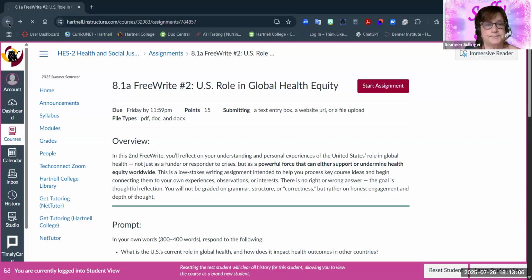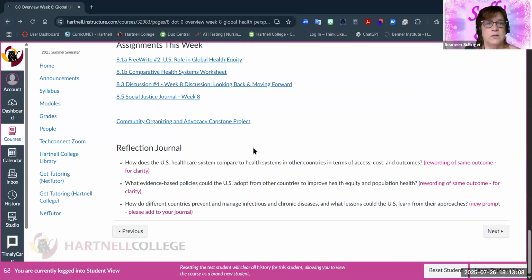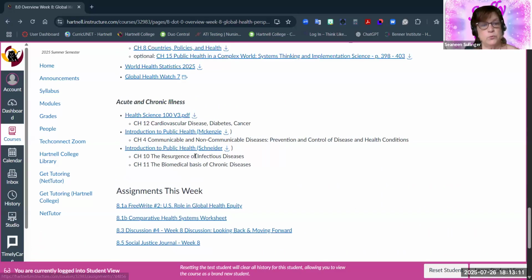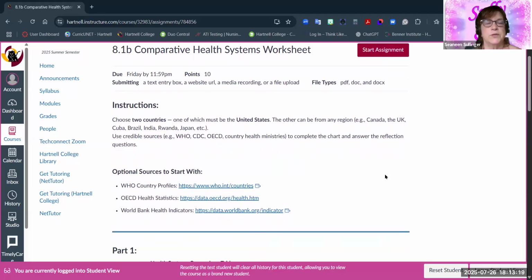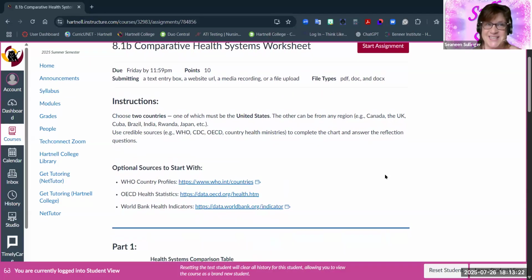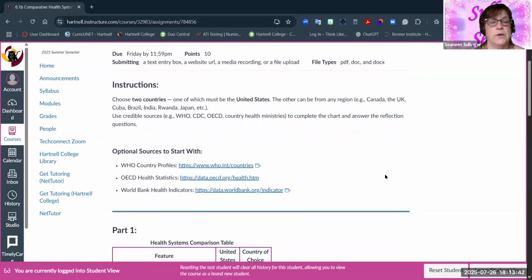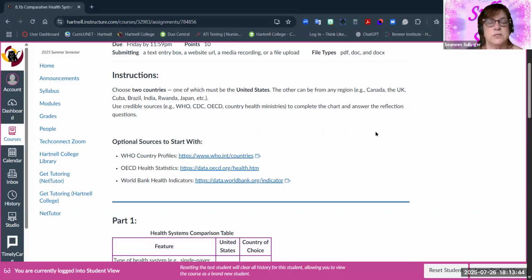So let's go back and look at the comparative health systems. Here we go. Click on the right one, the comparative health systems worksheet. For this one, you're going to choose two countries, one of which must be the United States, because that's where we live. The other can be from any region: Canada, UK, England, Ireland, Rwanda. We have a case study about South Korea and a case study about Rwanda in your lesson this week, using credible resources, and some optional sources to look at.